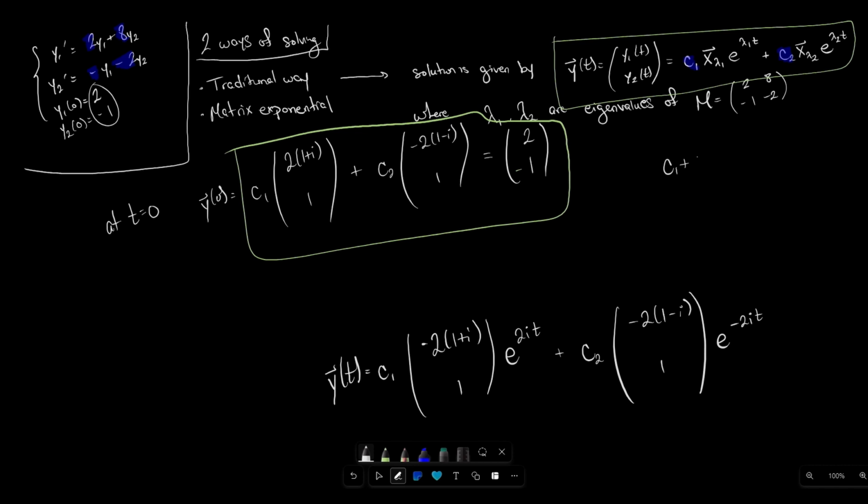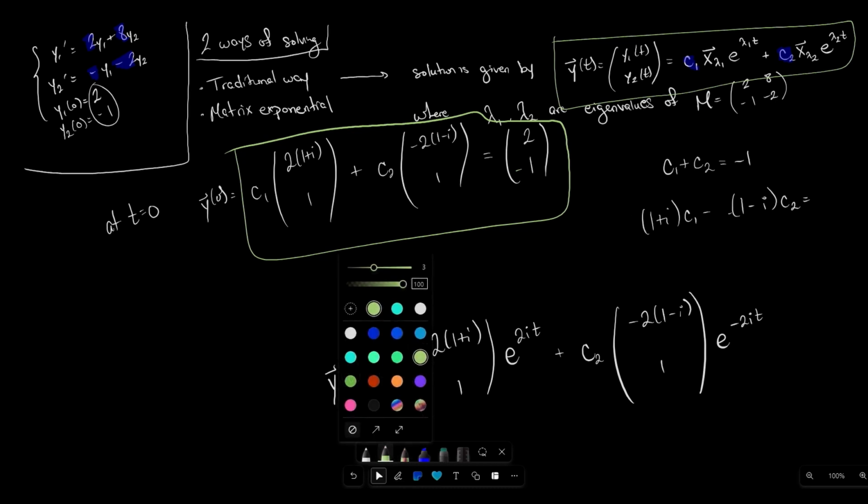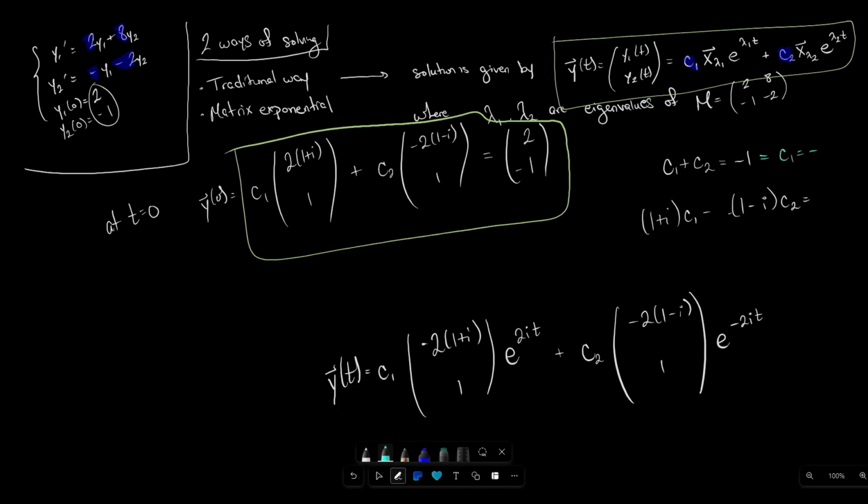So the bottom row says c1 plus c2 is negative 1. The top row says 2 times 1 plus i c1 minus 2 times 1 minus i c2 is 2. I can make my life really easy by dividing everything by 2. And the first case, I can solve that c1 is negative 1 minus c2. And so I grab that whole term, plug it in for c1, and get 1 plus i times negative 1 minus c2 minus 1 minus i c2, that was supposed to be equal to 1.